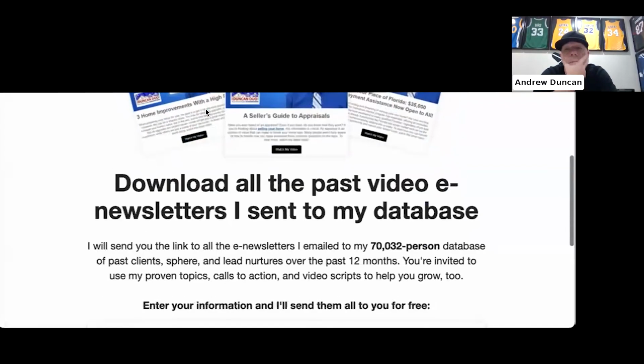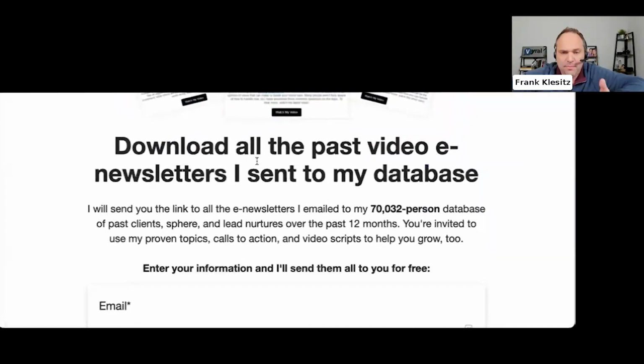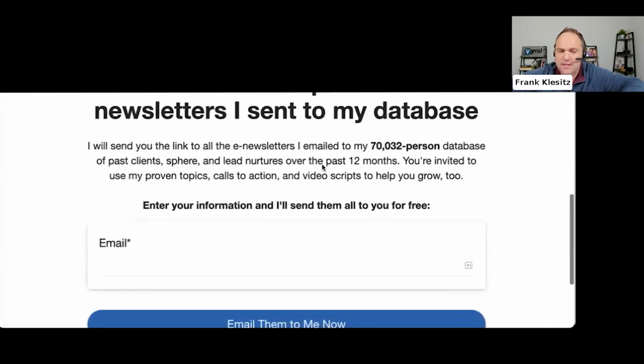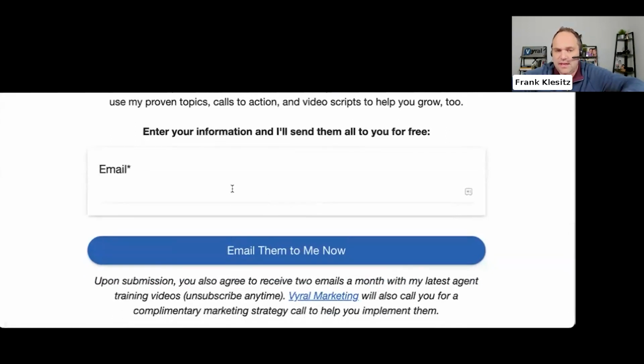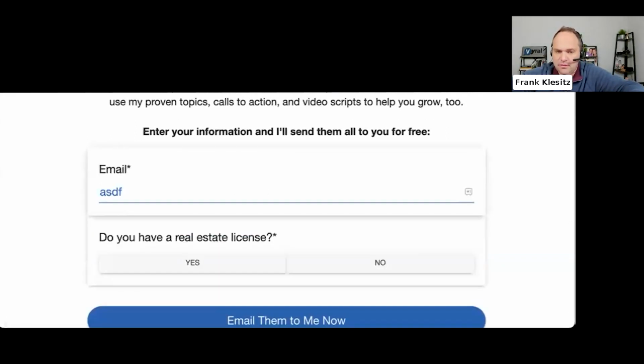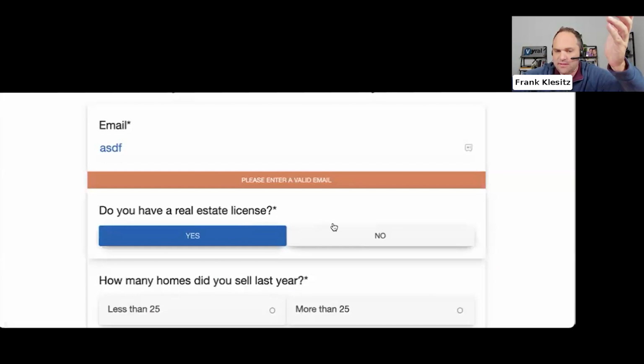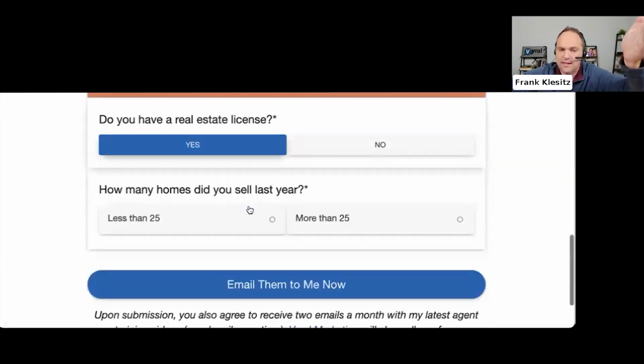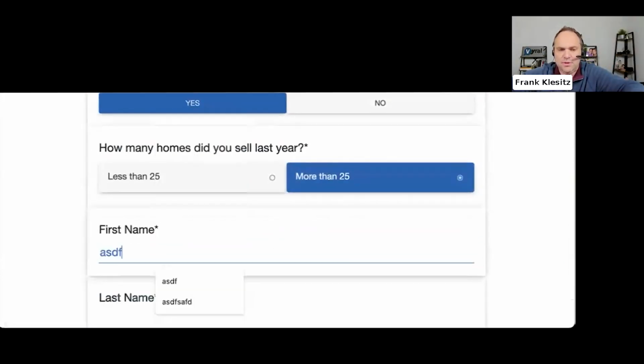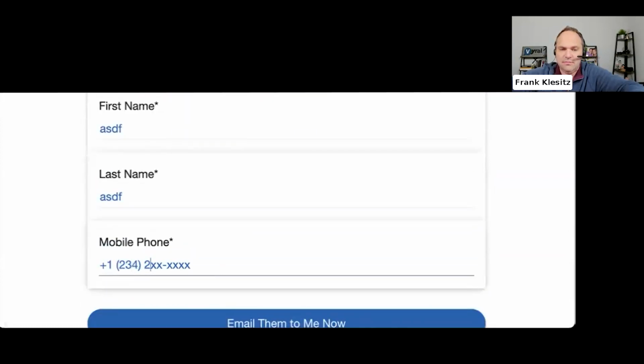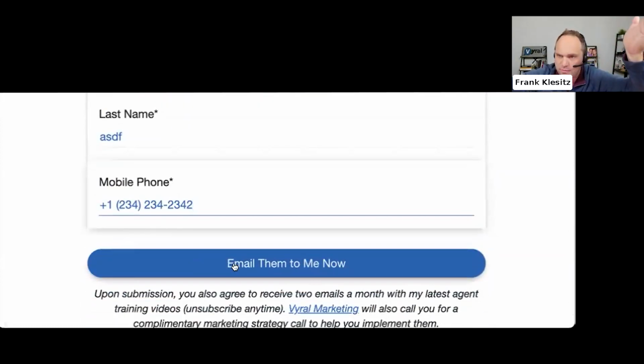We basically put this in here, download all, and this could be any headline, any subheadline. Let me be clear, you can model this for any of those offers I showed you earlier. It's basically just put your information in to get it. So I ask for their email. I do ask if they have a real estate license or not, and if they say yes, I ask how many deals they did. Put their first name in, last name, mobile phone number, email them to me now.